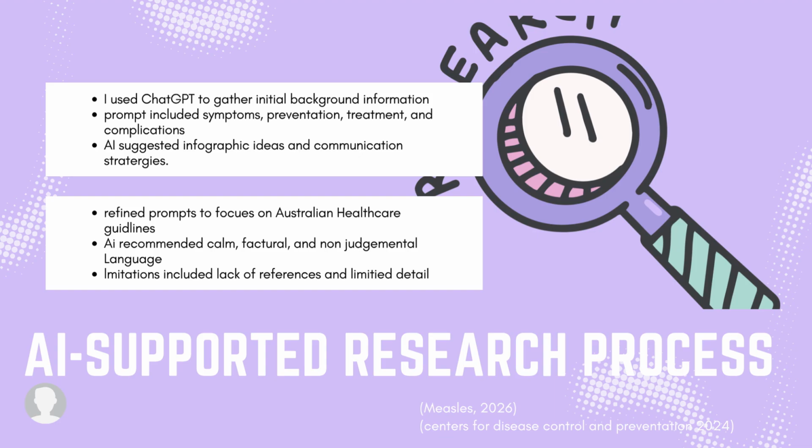It also listed common symptoms such as fever, cough, runny nose, red eyes, and a body rash. The AI also explained that vaccination is the main prevention strategy and suggested including public health messages like checking vaccination records and recognizing symptoms early.